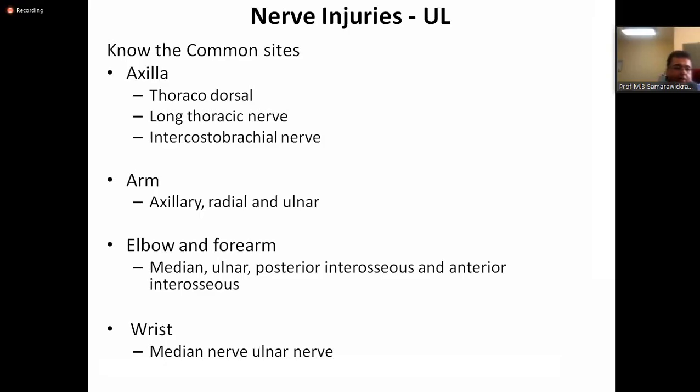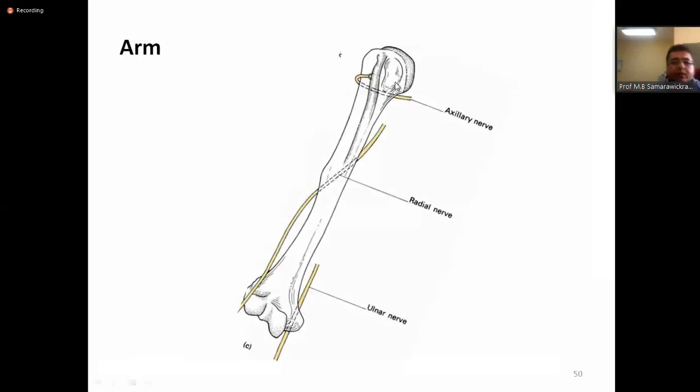Right. And at the elbow and the forearm level, median nerve, ulnar nerve, posterior interosseous nerve, and anterior interosseous nerve can be damaged. At the wrist, median nerve and ulnar nerve can get injured. So these are the sites where you get your axillary nerve, radial nerve and ulnar nerve injury. Right.